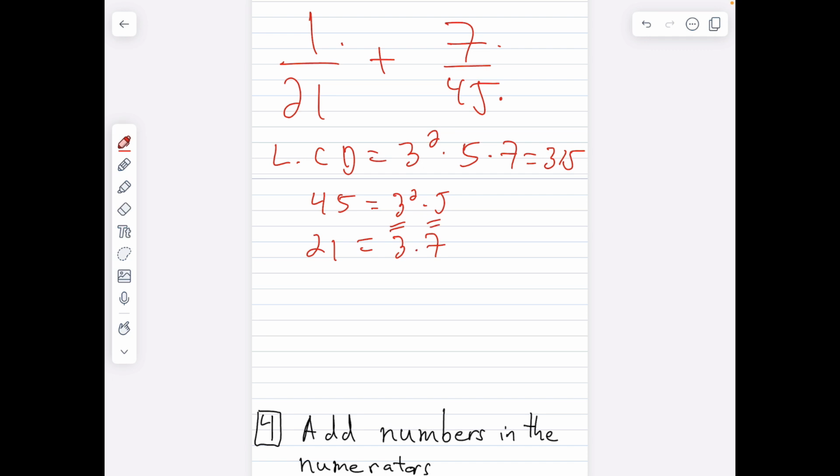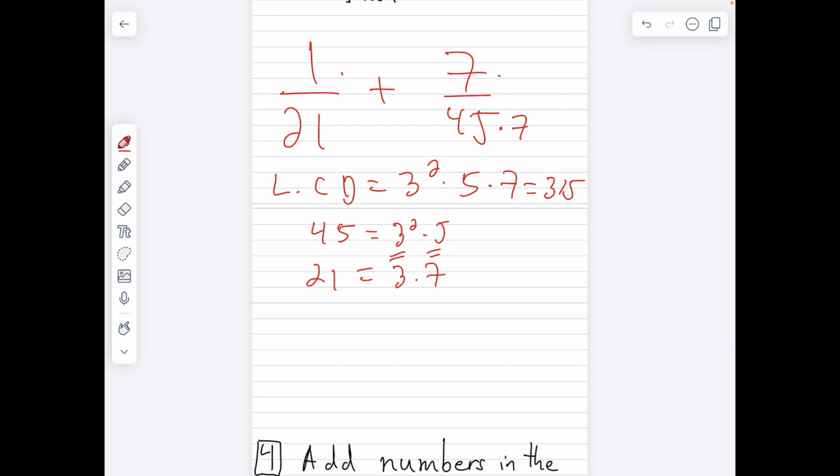Well, it's missing a 7, so you would multiply the 45 by 7 up on the fraction. And notice what's missing from the 21. Well, the LCD for 315 has a 3 squared, so it's missing one 3, and it's missing a 5. So it's missing a 3 and a 5, so 3 times 5, 15. Or you can just put 3 times 5, or just 15. It's up to you. Okay.